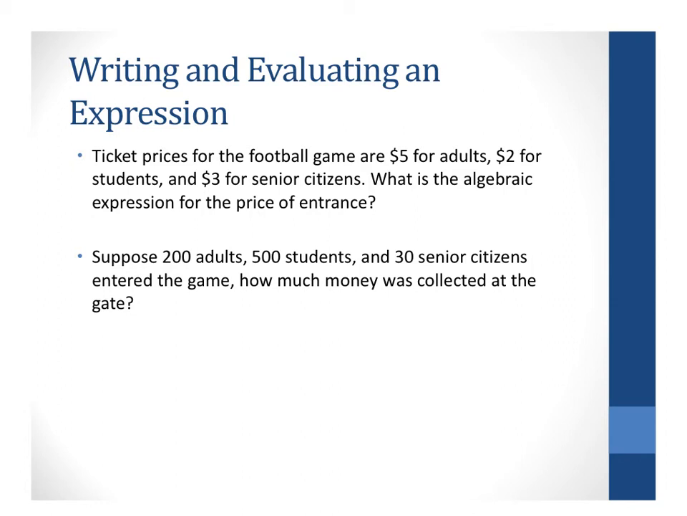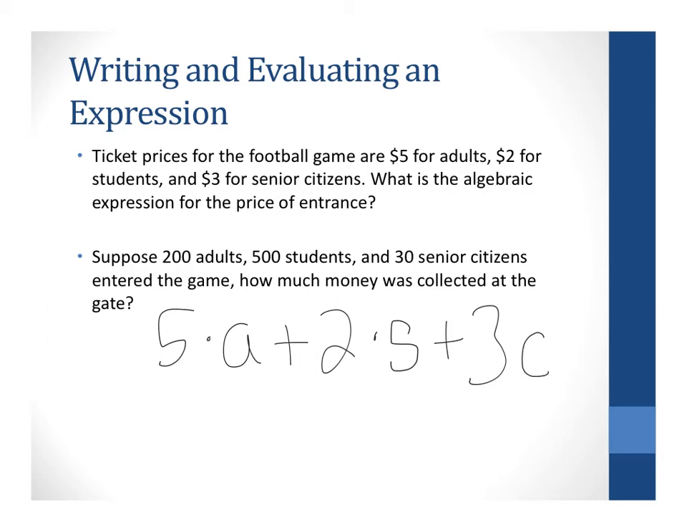Well, if it's $5 for adults, so $5 for each adult, well, $5 times the amount of adults, plus $2 for all students. And be careful when using s as a variable. It can be kind of tricky because it can look like a 5. And then plus 3, and then we have senior citizens. We'll put that as a C, I guess. Alright? And let's make the students, let's just use A, B, and C. Okay? So we have our A for adults, B for students, and C for senior citizens.